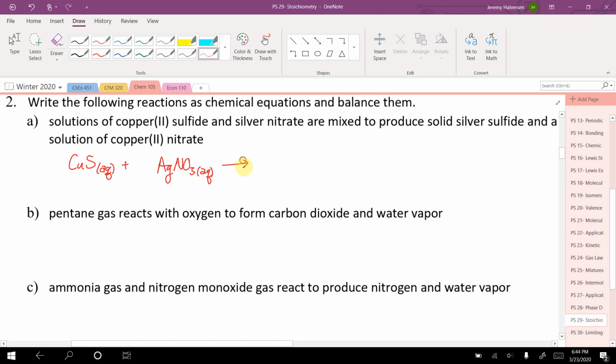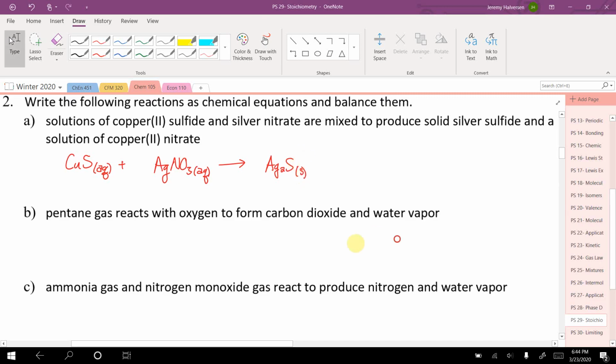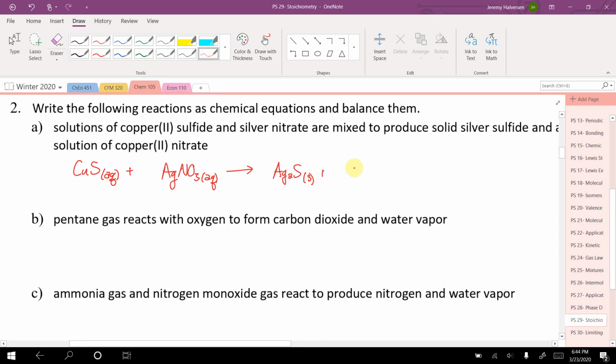They're mixed together and they produce solid silver sulfide, Ag2S, and that's a solid, and a solution of copper(II) nitrate, because NO3 is 1 minus, I need 2 of them to balance my copper 2 plus. All right, that's awesome. And it says it's a solution. Now I just have to balance it. I've got a copper on the left and a copper on the right. Perfect. 1 sulfur on the left, 1 sulfur on the right. 1 silver on the left, 2 silvers on the right. So to balance that, I need a 2 there.